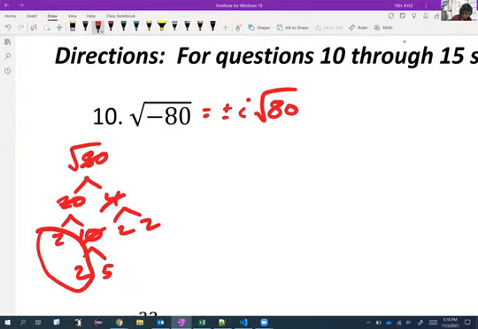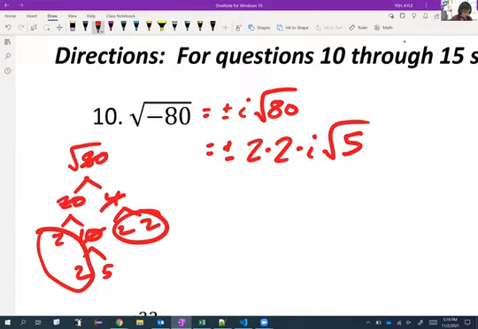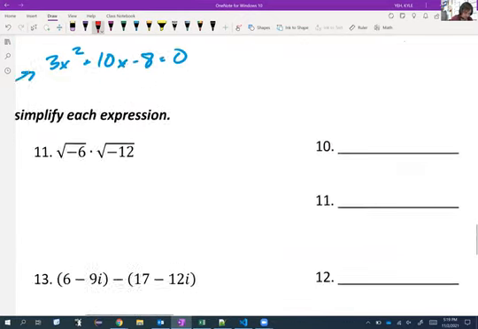So I've got a pair of 2s, I've got another pair of 2s. I can pull both of those out, so I get plus or minus 2 times 2 times i, because I had 2 pairs of 2s. That's why there are 2 of them out there. With a 5 left over inside, no pair. Plus or minus 4i root 5. There we go. Plus or minus 4i root 5.